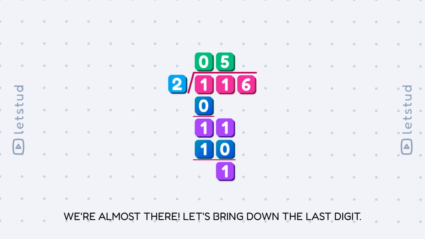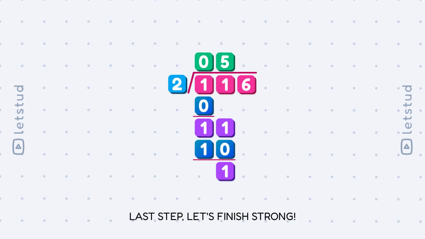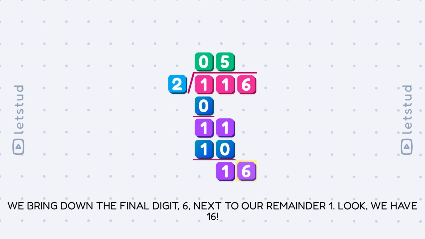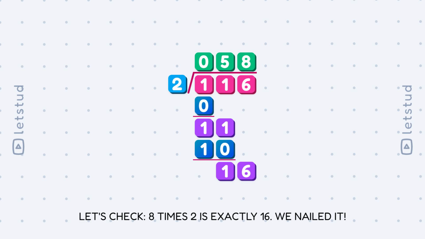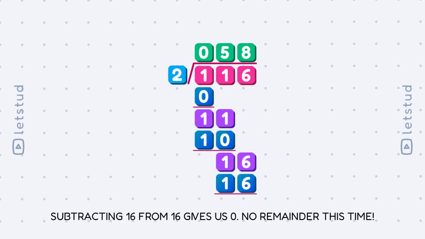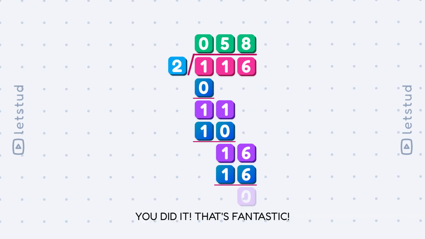We're almost there, let's bring down the last digit. Last step, let's finish strong. We bring down the final digit 6 next to our remainder 1. Look, we have 16. How many times does 2 go into 16? Shout it out, it's 8. Let's check: 8 times 2 is exactly 16. We nailed it. Subtracting 16 from 16 gives us 0. No remainder this time. You did it, that's fantastic.